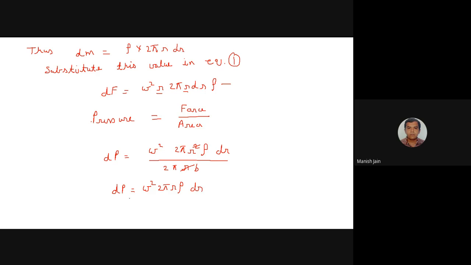Now you can integrate from one point to the other, pa to pb, like the previous case. So when you integrate, pa minus pb equals omega square rho, and when it is integrated, it becomes ra square minus rb square divided by 2.